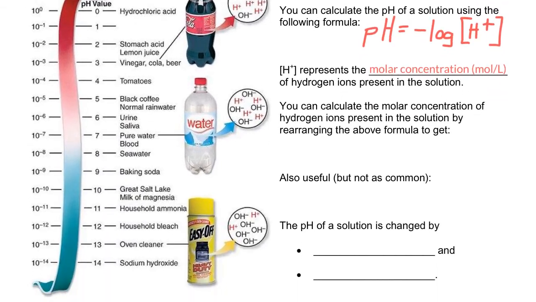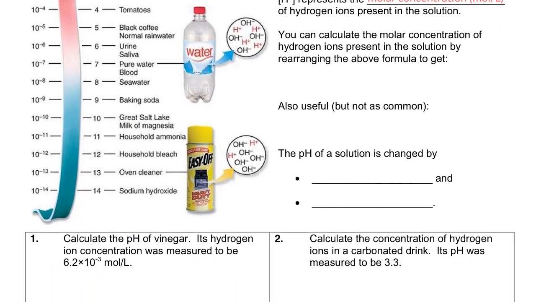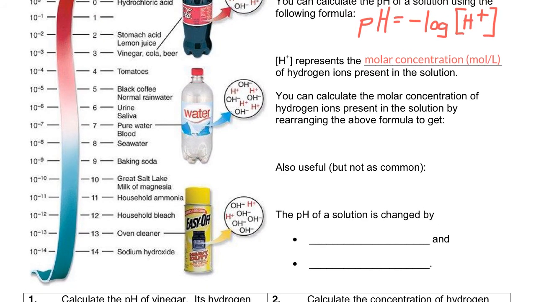So I want to show you now how you can calculate the molar concentration of hydrogen ions. It's basically the opposite of this equation. If you've ever taken grade 11 functions for math, this will make a lot more sense. To undo a logarithm, the opposite is 10 to the exponent of whatever. So if you know the pH, you can calculate the molar concentration of H+ ions by plugging in 10 to the exponent negative whatever your pH is.